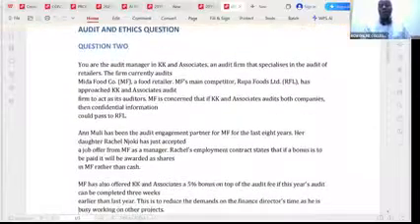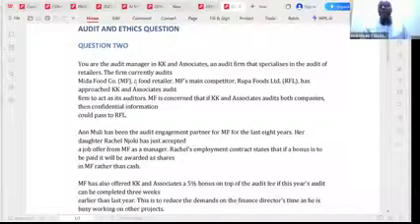Then now we read the scenario. So now we are reading the scenario, my good students. We are told here you are the audit manager in KK and Associates, an audit firm that specializes in the audit of retailers. The firm currently audits Media Company, MF, a food retailer. MF's main competitor Rupa Foods Limited, RFL, has approached your firm, KK and Associates, to act as its auditors. MF is concerned that if KK and Associates audits both companies, then confidential information could pass to RFL. Anne Muli has been the audit engagement partner for MF for the last 8 years. Her daughter, Rachel Njoki, has just accepted a job offer from MF as a manager.